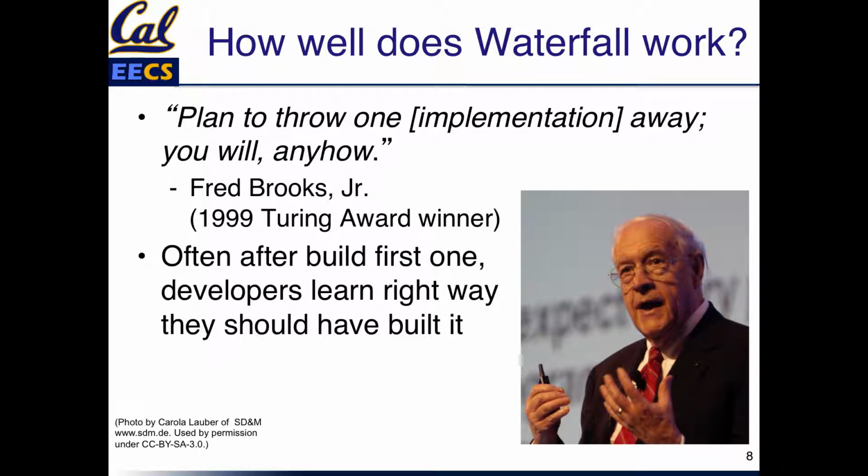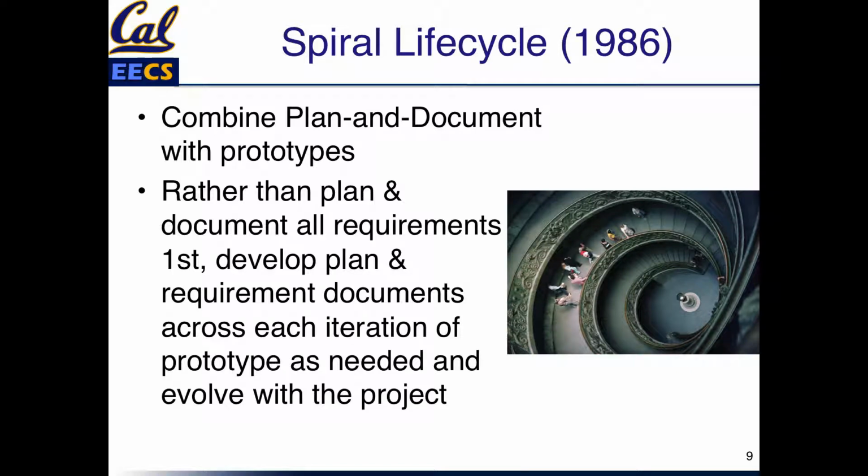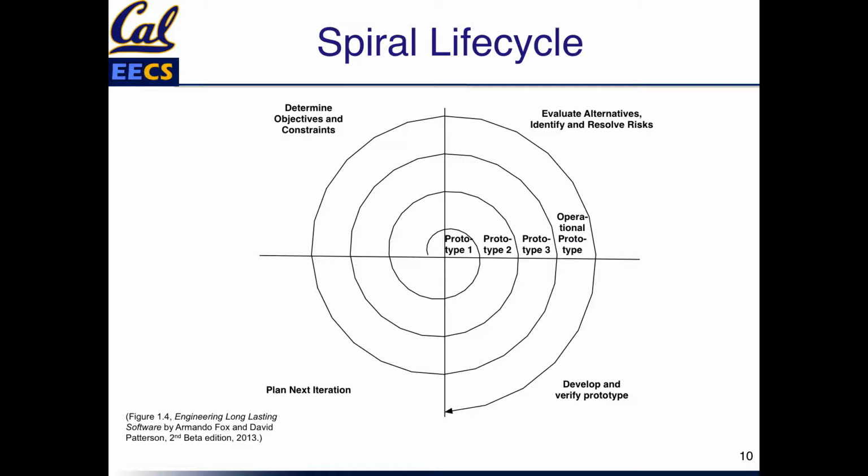That inspired the next life cycle called Spiral. What it's trying to combine is the features of Waterfall, where there's still a lot of planning and documentation, with building prototypes and iterations on prototypes. So what you do is you evolve the documents over time, every time you do an iteration. Let's look at this drawing to help see it.